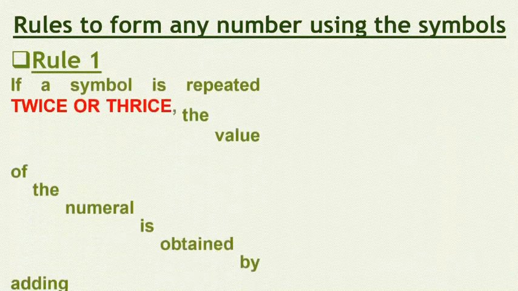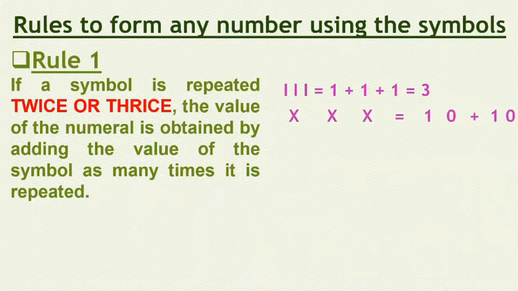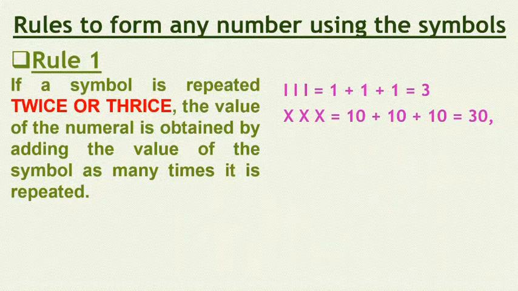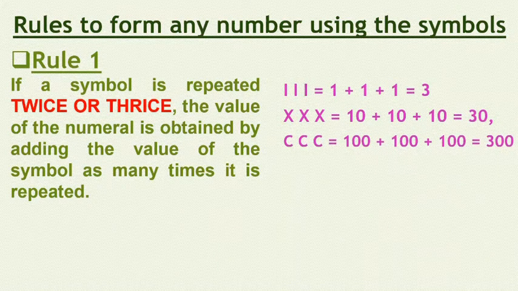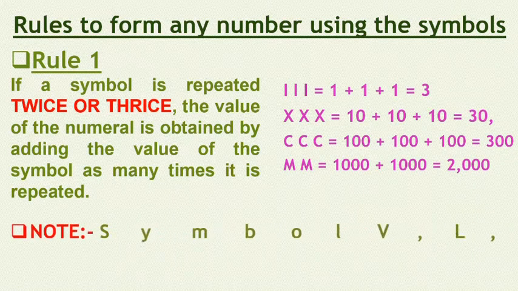Rule number 1. If a symbol is repeated twice or thrice, the value of the numeral is obtained by adding the value of the symbol as many times as it is repeated. Example: III equals to 1 plus 1 plus 1, which equals to 3. XXX equals to 10 plus 10 plus 10, which equals to 30. CCC equals to 100 plus 100 plus 100, which equals to 300. MM equals to 1000 plus 1000, which equals to 2000.